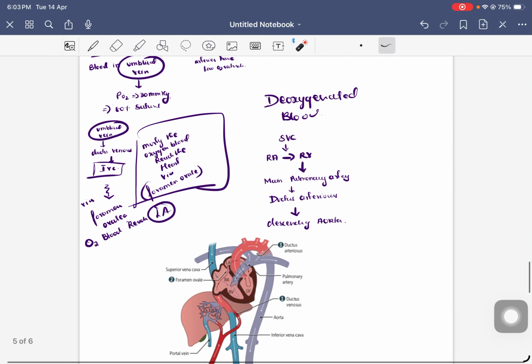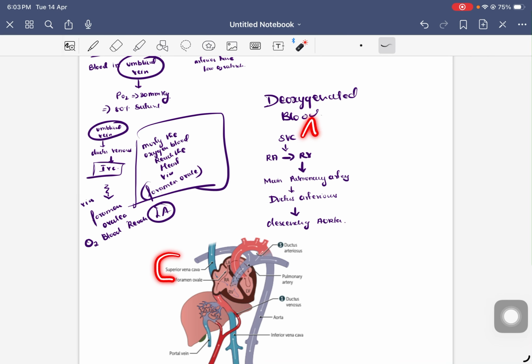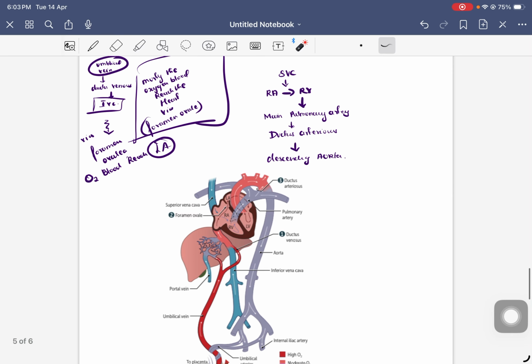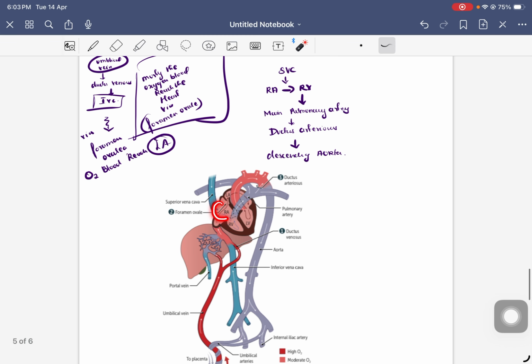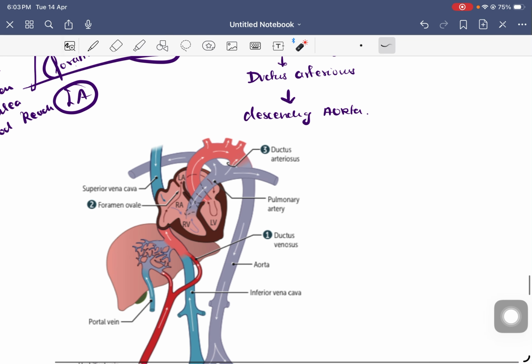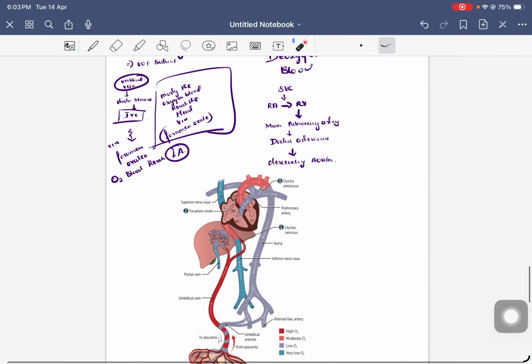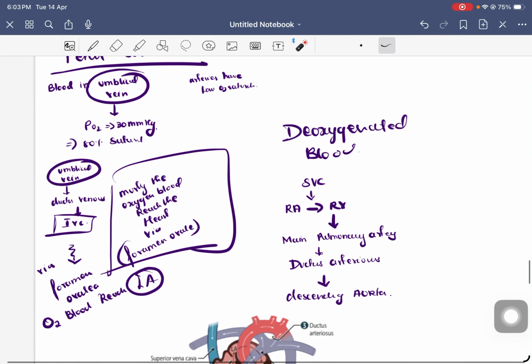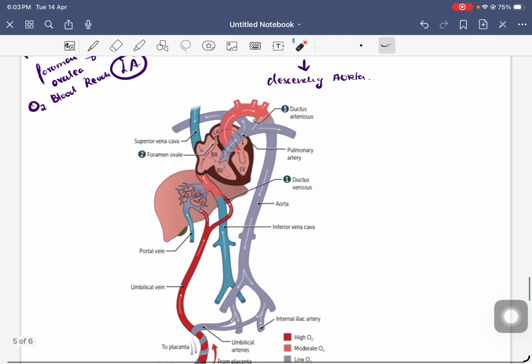Now we have to know how the deoxygenated blood will move. The deoxygenated blood will come from the superior vena cava into the right atrium. From there it will go to the right ventricle, then to the main pulmonary artery, then to the ductus arteriosus, and then to the descending aorta. So this is the fetal circulation. This is the most important point.